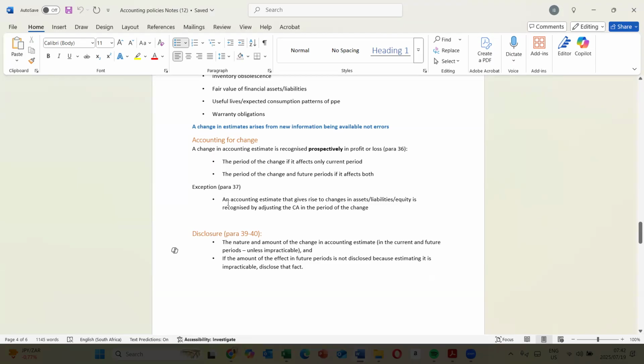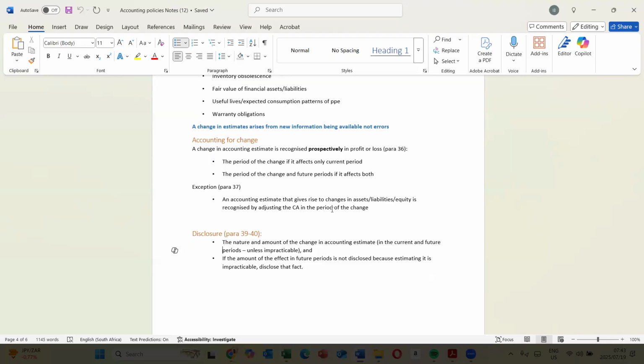In regards to this, we have an accounting estimate that gives rise to changes in assets, liabilities, or equity, which is recognized by adjusting the carrying amount in the period of the change. So we have things like financial instruments, or even leases. A very good example is leases. On leases, we can change the lease term, or even the future value, the guaranteed or unguaranteed residual value could be changed, or the implicit interest rate could be changed. Now, that change actually affects the right-of-use asset if we are looking at it from the point of view of the lessee.